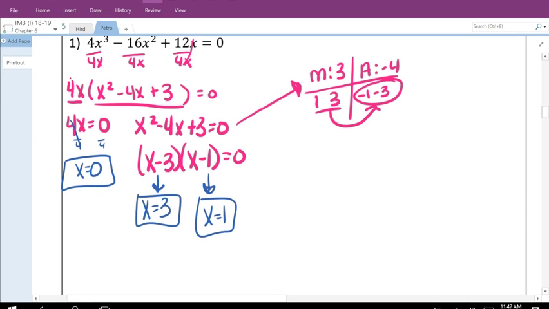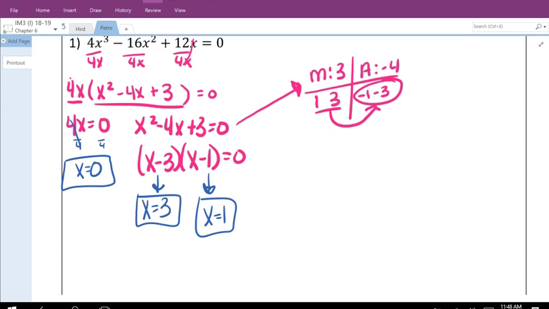Positive 1. We're done. Now look, the degree was 3, and I got 1, 2, 3. I should be good. I always like to check that. If you only got 2, you're missing one somewhere. You might have forgotten that 4x in the beginning, which is very common. People do that all the time.